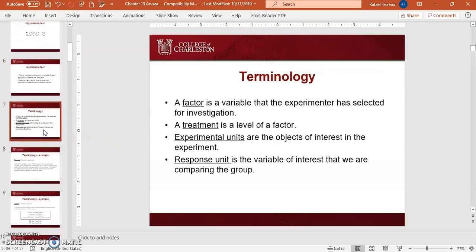One important piece of background is the terminology that you need to understand. Some of the problems talk about factors, some of the problems talk about treatments. So let me explain what a factor and a treatment are. A factor is a variable that the experimenter has selected for investigation. I'm going to give an example in the next slide. A treatment is how much this factor varies. The experimental units are the objects of interest in the experiment, and the response variable is the variable of interest that I'm looking for the means of and comparing.